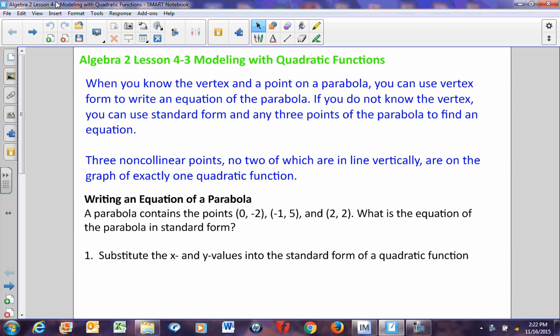Any three non-collinear points, no 2 of which are lined up vertically, are on the graph of exactly one quadratic function, because a quadratic function doesn't make a straight line. That's why we can't have any of them lined up vertically.